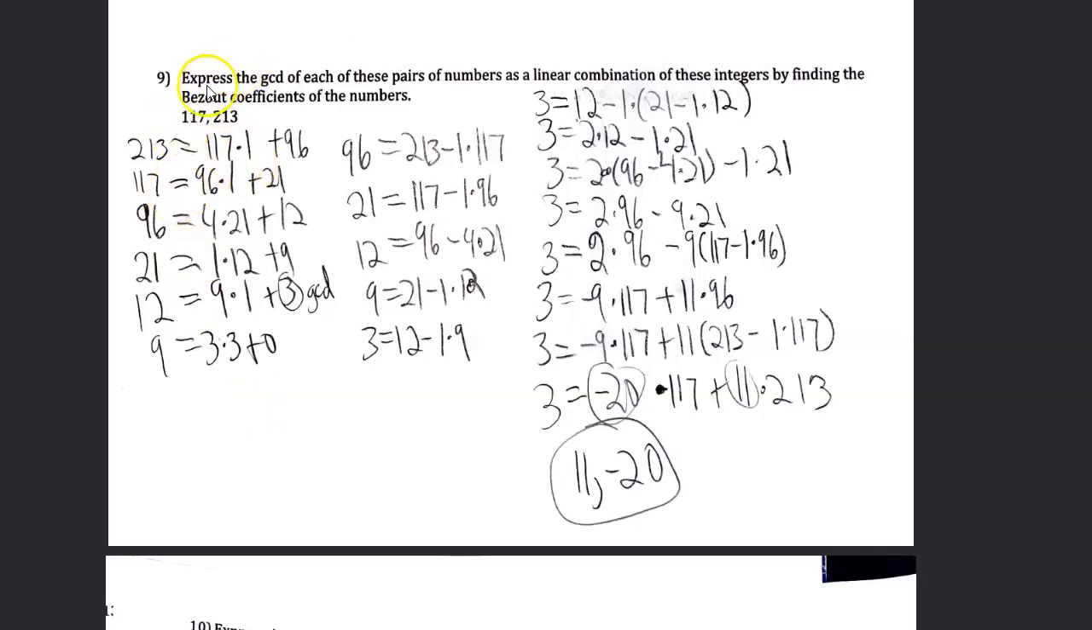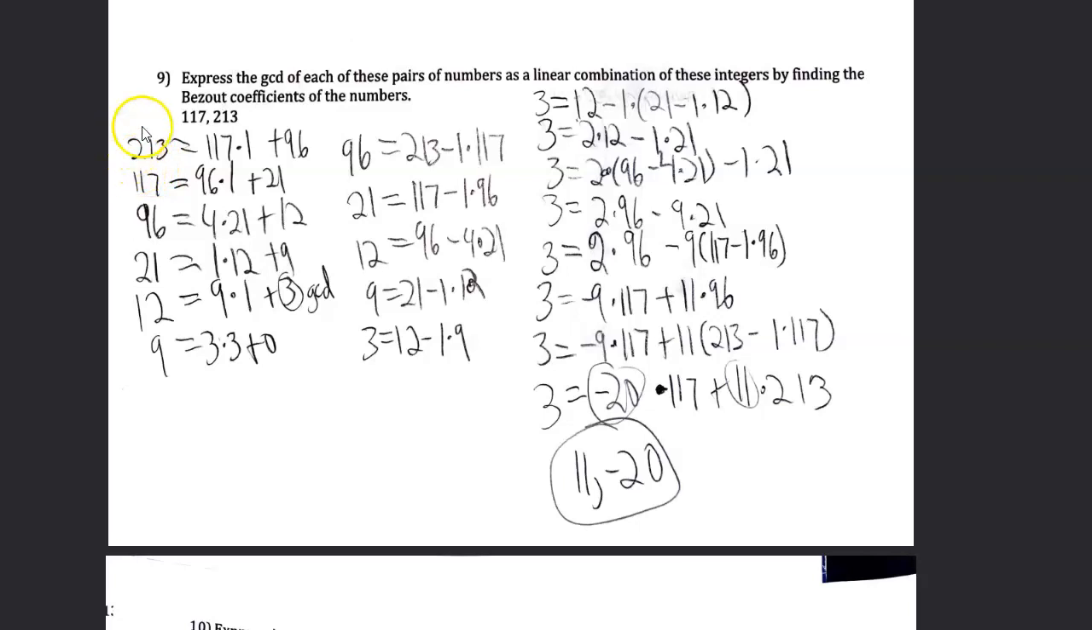Hi, I chose to review problem number 9. It reads: express the GCD of each of these pairs of numbers as a linear combination of these integers by finding the Bezout coefficients of the numbers. The numbers are 117 and 213.